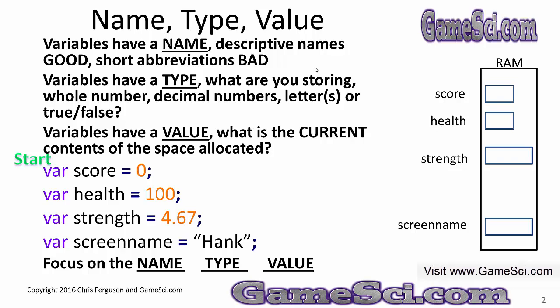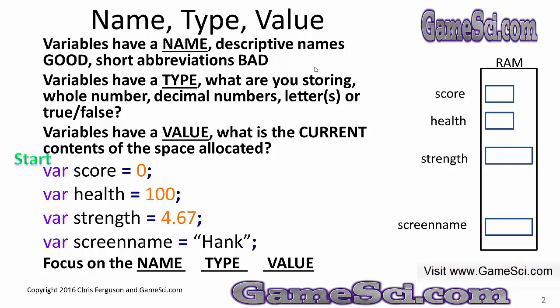Variables also have a type. What are you storing? Are you storing a whole number without a decimal point? Are you storing a decimal number with a floating point? Are you storing letters or a single letter? Are you storing true or false? What are you storing in the variable?